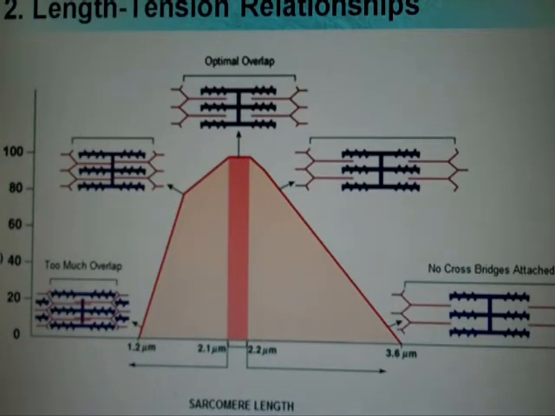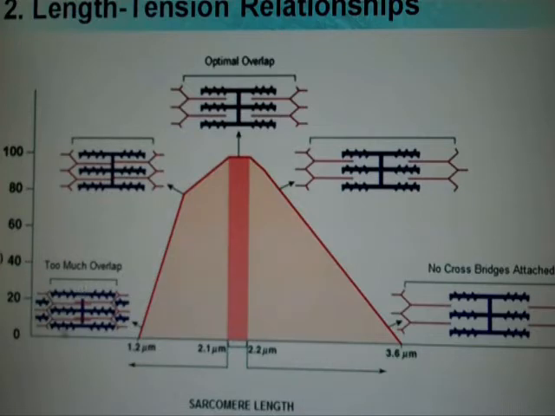The second thing that's important for strong muscle contractions is length-tension relationships. This just describes the overlap of the actin and myosin fibers. Take a look at my little graph here. So this graph represents force here. These represent sarcomeres here, the contractile unit of a muscle. So take a look right here.